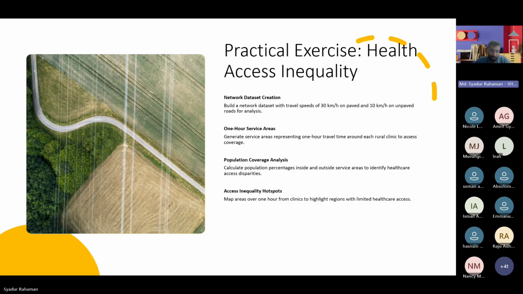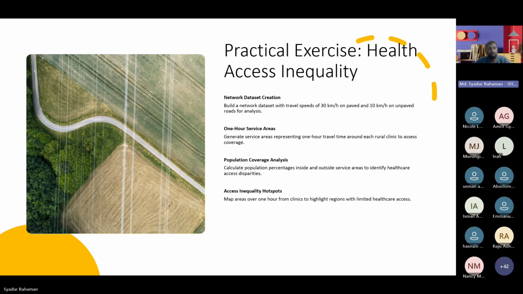So in practice, what we could do is build a network dataset where the speed is 30 kilometers per hour on paved roads and 10 kilometers per hour on unpaved roads for analysis. And we do a service area analysis, because within 1 hour people get access to the health facilities. Next we could use population coverage analysis to see how many people are already covered within 1 hour of service.